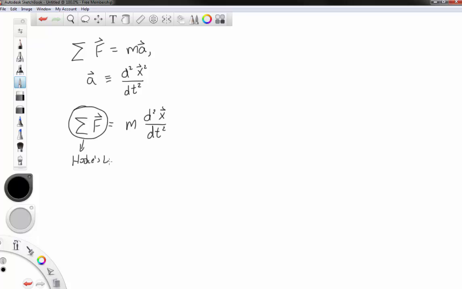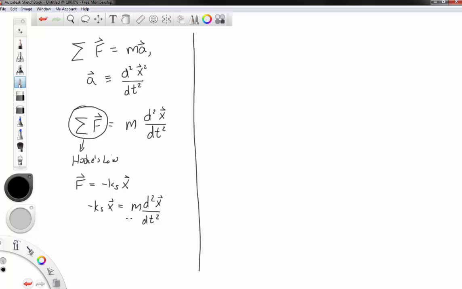So Hooke's law is F equals negative k times x. Substitute this in, and what you end up getting is negative ks times x is equal to m d squared x by dt squared. Now in this form we can go solve. To get the equation that I showed on the slide, you just add this term to both sides, so you have 0 equals this plus this, then divide both sides by m. So I'm going to rearrange that to say d squared x by dt squared is equal to negative ks over m times x.